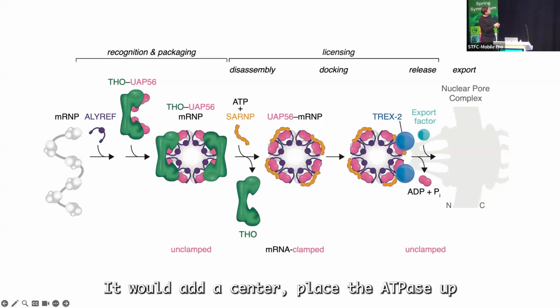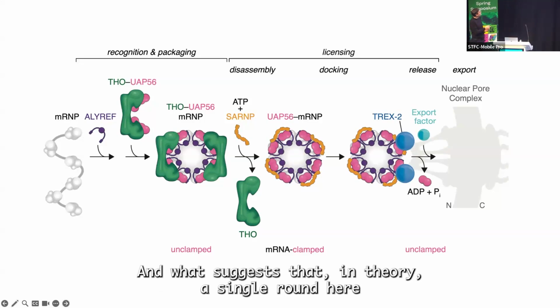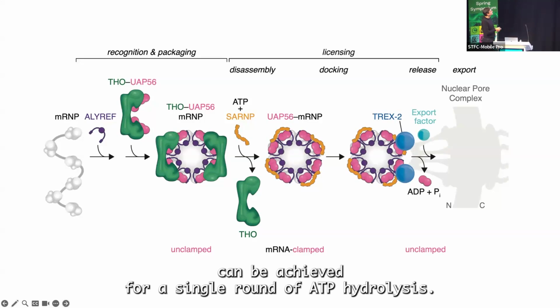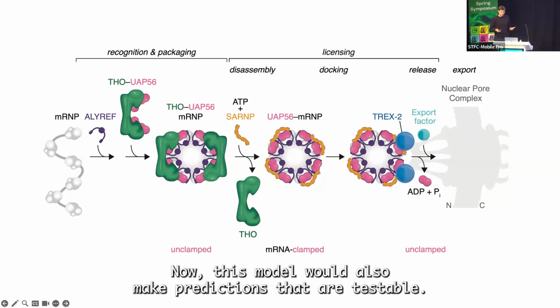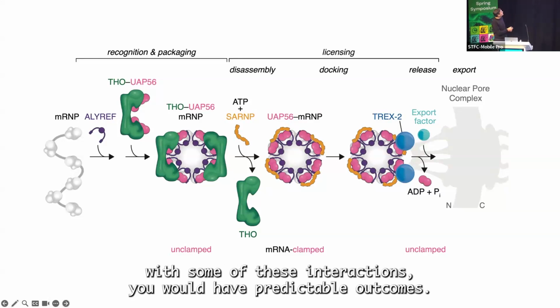It would, at its center, place the ATPase, UAP56, and its RNA clamping cycle, and would suggest that in theory, a single round here can be achieved for a single round of ATP hydrolysis. Now, this model would also make predictions that are testable. For example, you would predict that if in a cellular system you interfere with some of UAP56's interactions, you would have predictable outcomes.